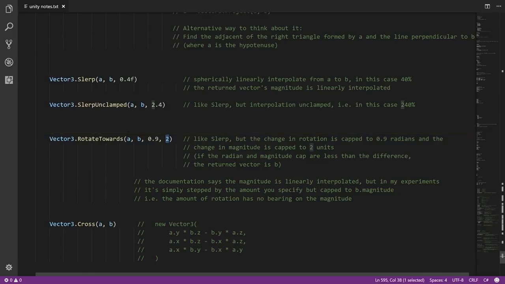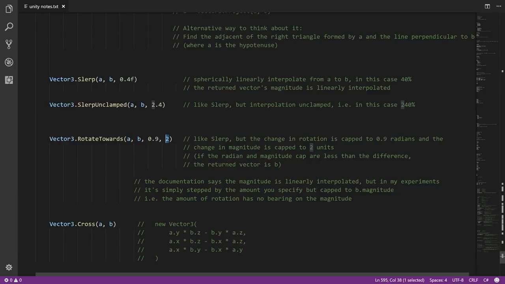And then this fourth argument is specifying how much we want the magnitude to change. Like say here, imagine A has a magnitude of 5 and B has a magnitude of 10. Well, the vector returned by rotate towards should have a magnitude closer to B. How much closer? Well, 2 units closer. So the returned vector's magnitude would be 7 in that case.